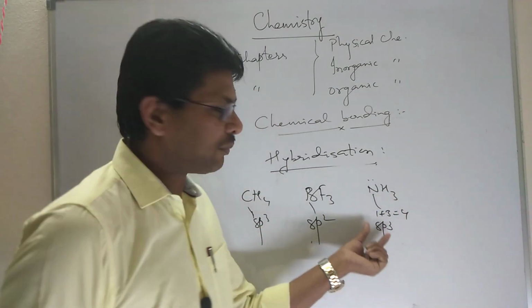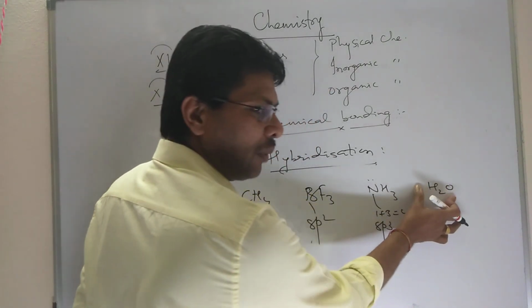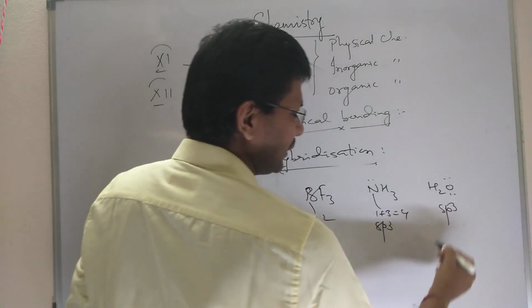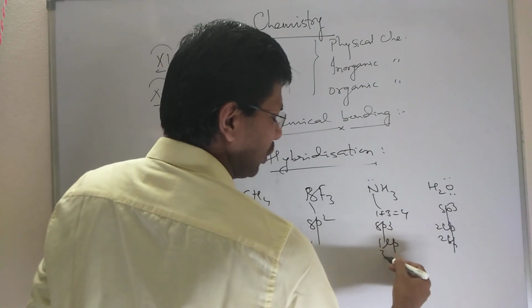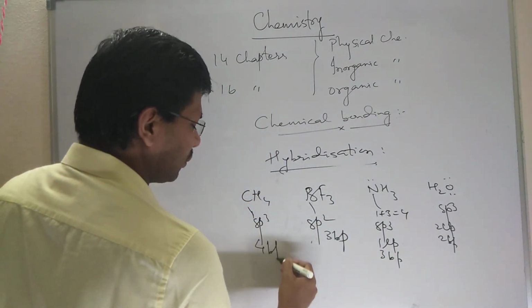The shape changes: for ammonia, it is pyramidal. Suppose water. Oxygen forms 2 bonds and has 2 lone pairs, so it is also sp3. Here 2 lone pairs plus 2 bond pairs. Here 1 lone pair plus 3 bond pairs. Here 3 bond pairs. Here 4 bond pairs, no lone pair.